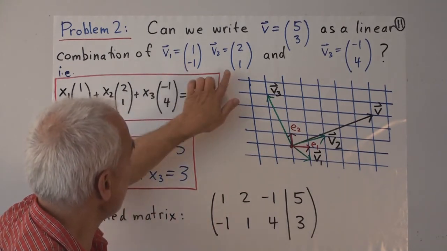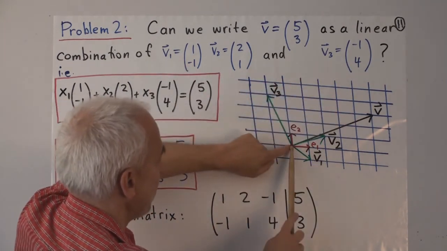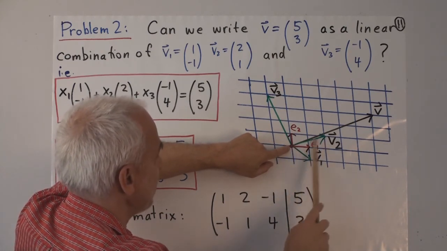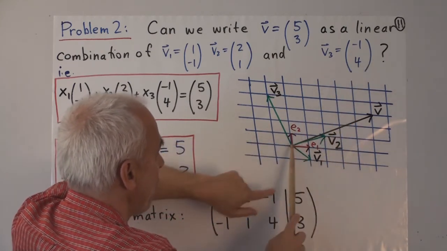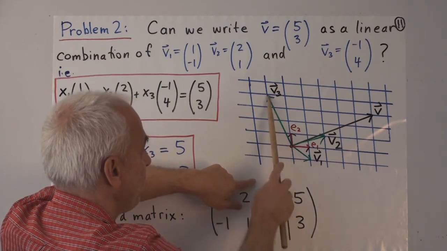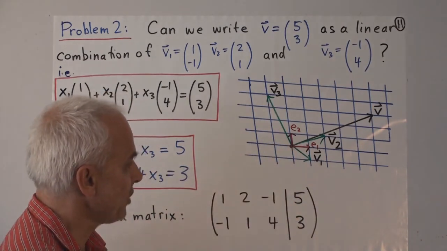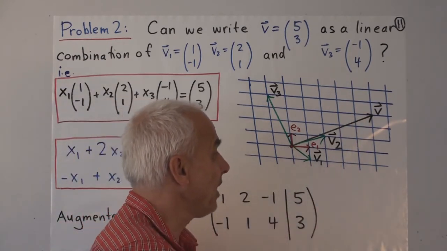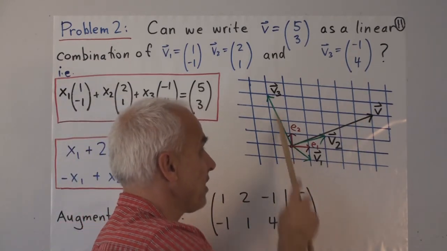And the 3 vectors v1, v2, and v3: there's (1, -1), (2, 1) there's v2, and (-1, 4), that's -1, 4, there's v3. So the question is asking, can we express this vector v as a linear combination of these 3 vectors?